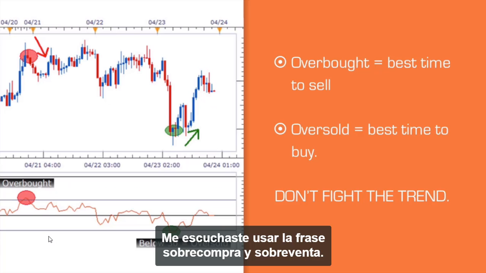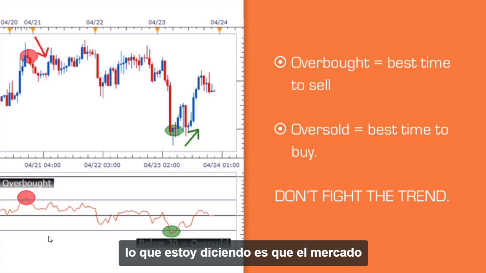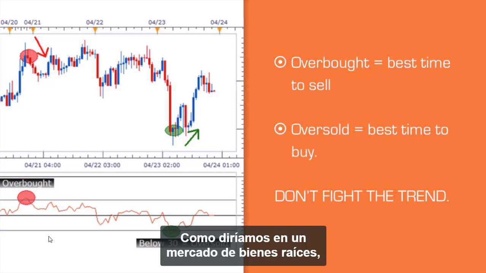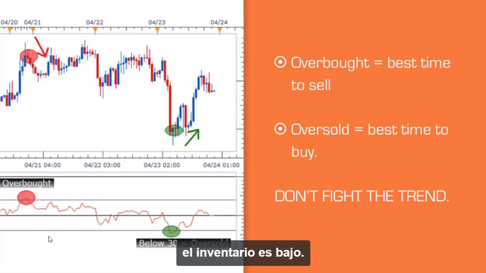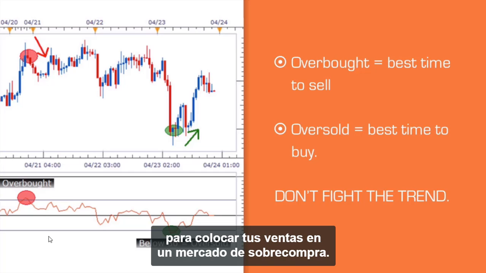You heard me use the phrase overbought and oversold. When I say overbought, what I'm saying is that the market has reached its limits of people who are willing to place buys, and now no one wants to buy anymore. As we would say in a real estate market, the inventory is low. So now is the best time to be placing your sells in an overbought market.